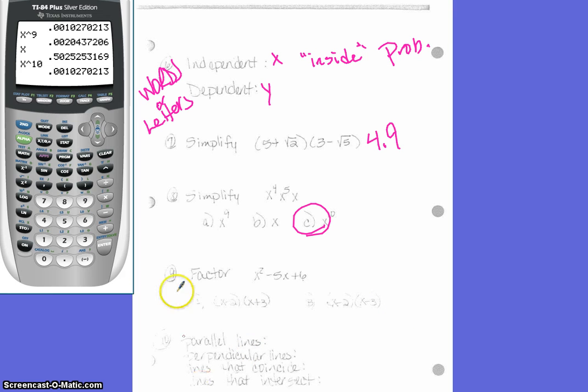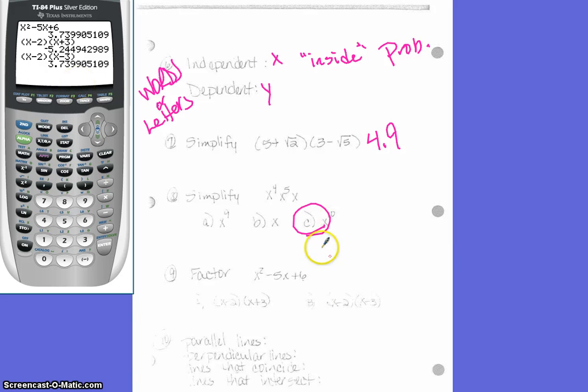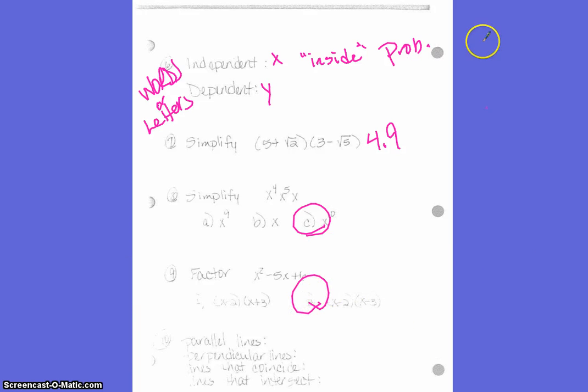Same thing on number 9. Let's clear this out. We're going to factor x squared minus 5x plus 6. And we get a number. So then we check the choices. And the first one is x minus 2, x plus 3. And that is not the same thing. The next one is x minus 2, x minus 3. And it is the same thing, so B is my answer. Okay, you're just putting them in and looking for the one that gives you the same thing.